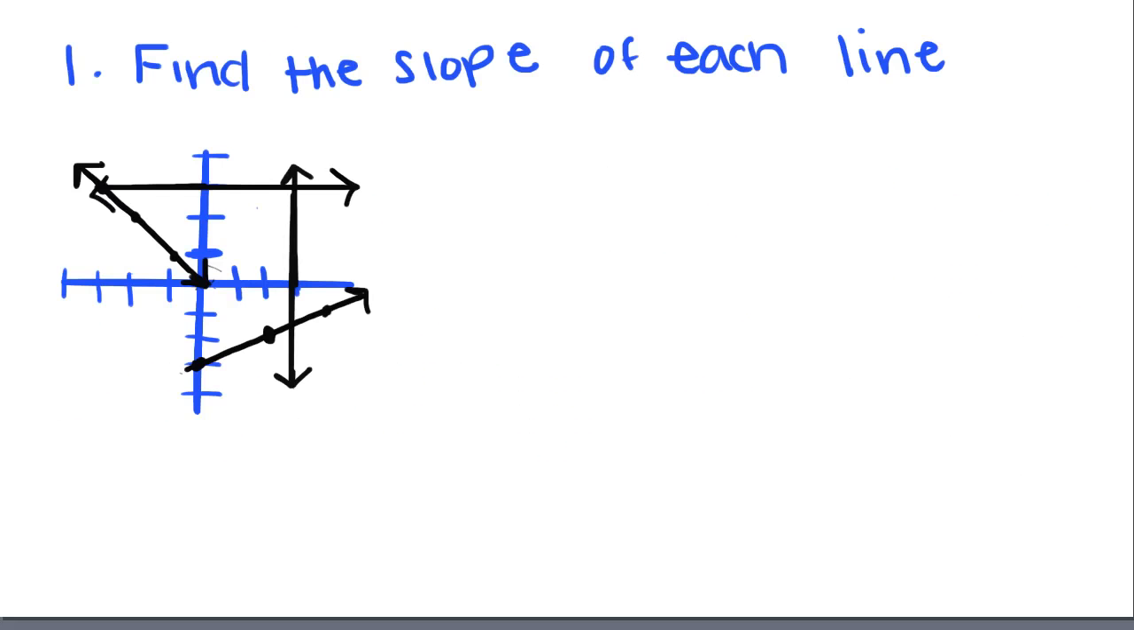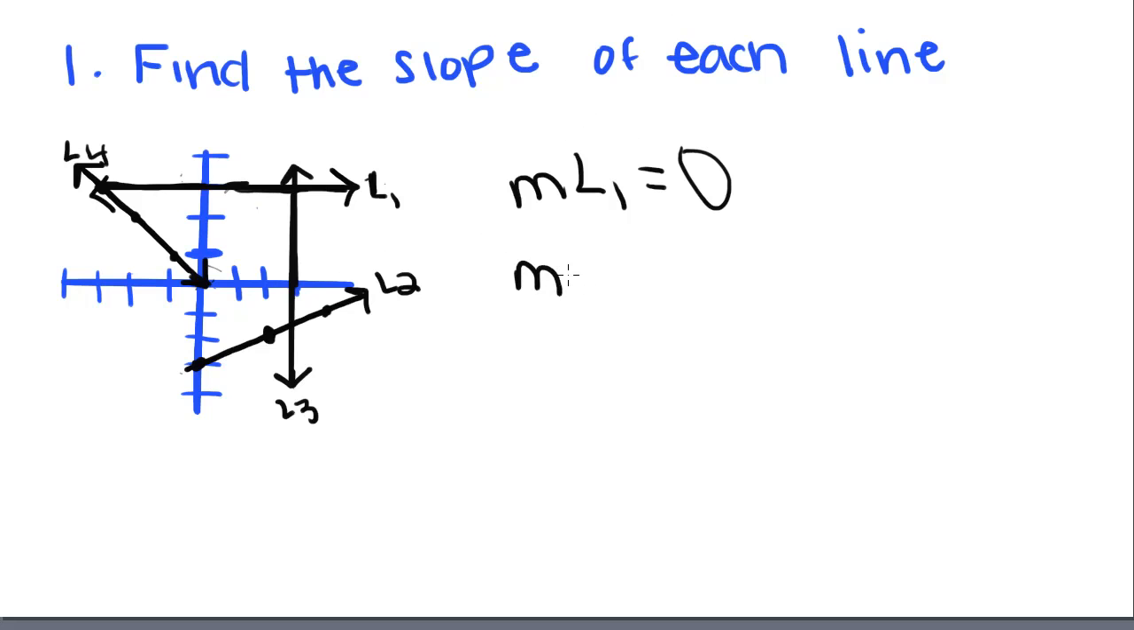So now we're going to do some examples. Find the slope of each line. So we're going to do the 2 easiest ones first. First, this horizontal line, this is line 1, line 2, line 3, and line 4. So the slope of line 1 equals 0. It's a horizontal line, so that means that it has a 0 slope because it's not moving up any, it's staying constant across the board.